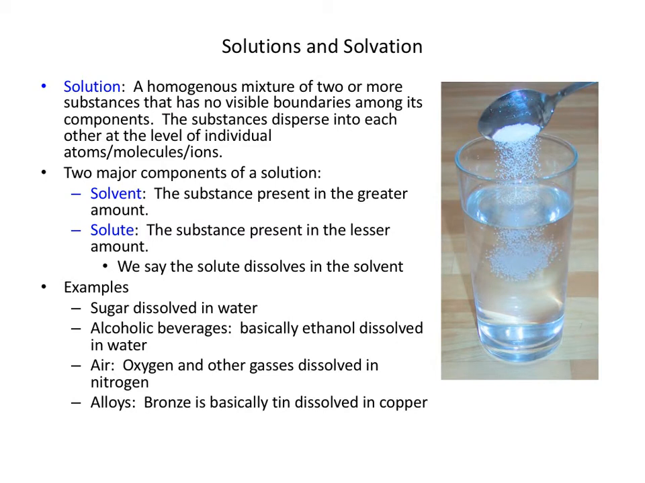And as we talked about in that chapter, when we have solutions, the components of the mixture are mixing at the atomic and molecular level. And one of the things that characterizes solutions is that there are no visible boundaries between the components. When we talk about solutions, there are two components, typically. There's the solvent, and that's the substance present in the greater amount, and then there's the solute, which is the substance present in the lesser amount.